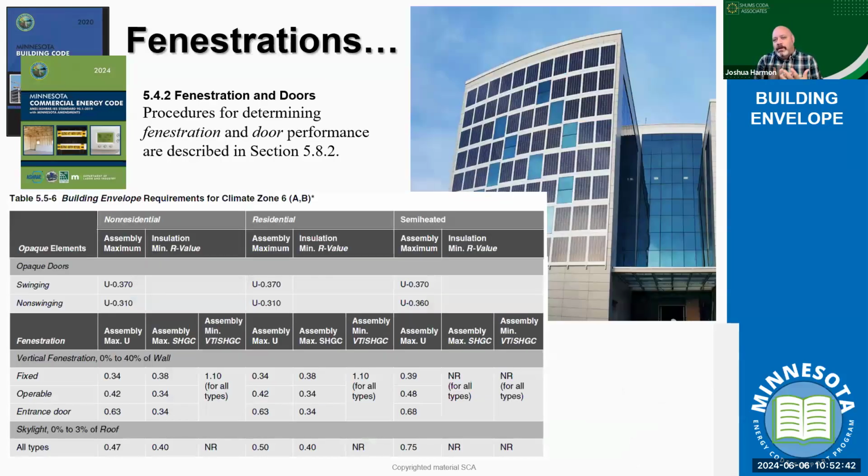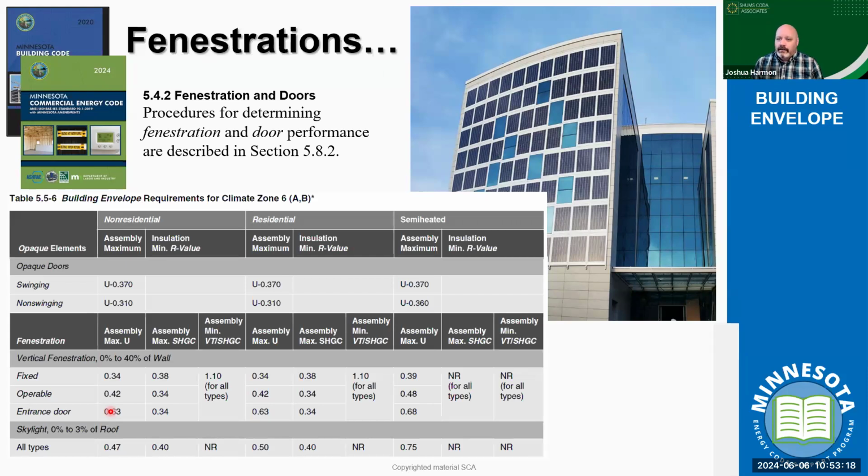The thermal envelope, the building envelope, doesn't just include walls. There are days we feel like we live in a concrete box, but in all reality, we don't. We live in buildings that have windows and fenestrations and doors, right? Those fenestrations and doors have values as well within those tables. Whether that's an opaque door, a vertical fenestration, or a skylight, we have different minimum U factors, solar heat gain coefficients, and visible transmittance levels that we're expecting to see in these components when they exist within our building envelope.